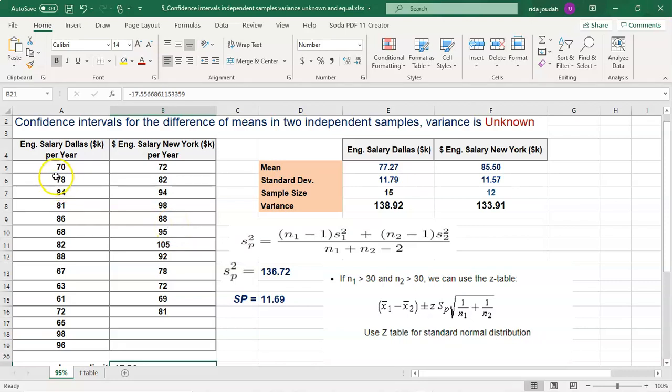For example, the first engineer in Dallas City earned $70,000 per year. The second one, $78,000 per year, and so on. And the first engineer in New York receives $72,000 per year. The second one, $82,000 per year, and so on. In this business scenario, we want to find the difference between the two population means in these two cities.